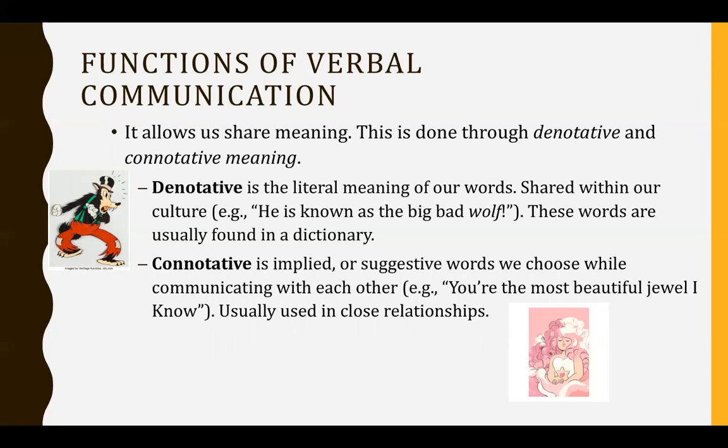Connotative meanings are words that are implied or suggestive, and we choose those words while communicating with each other. For example, you're the most beautiful jewel I know. That phrase is properly used in close relationships. And if you look at the bottom, you will see Rose Quartz from Steven Universe accepting that someone thinks that she is the most beautiful jewel because she is.